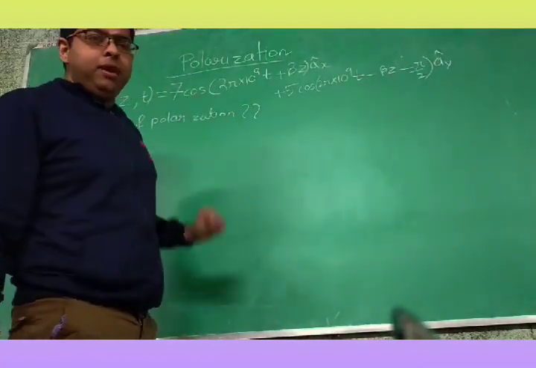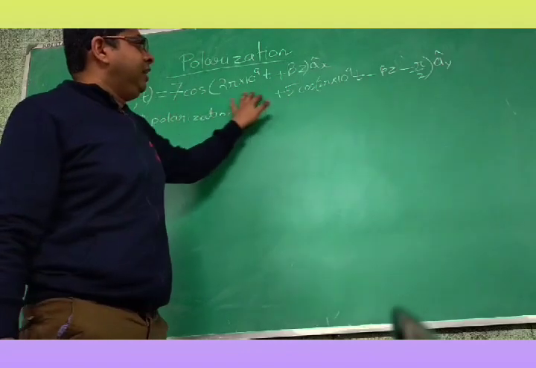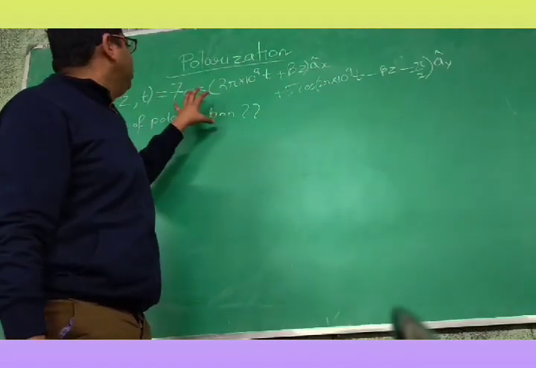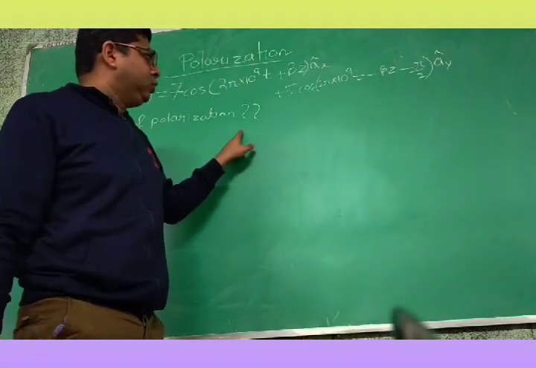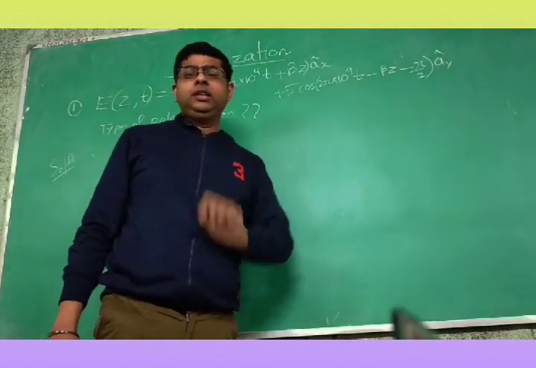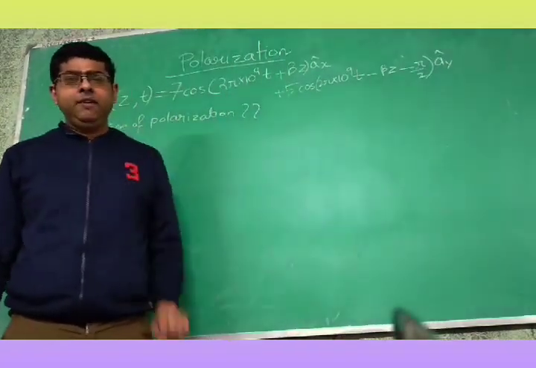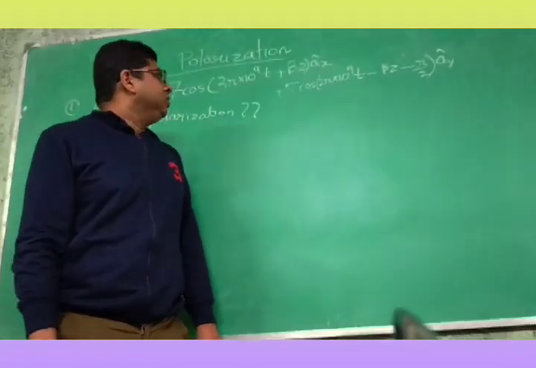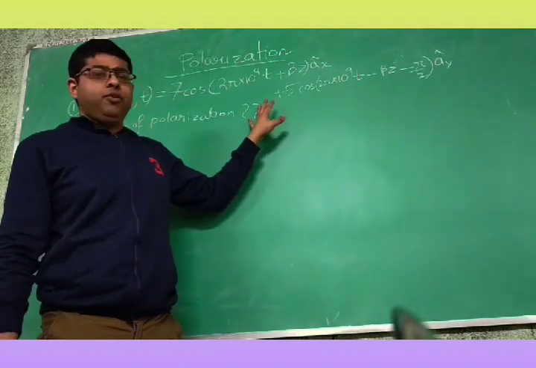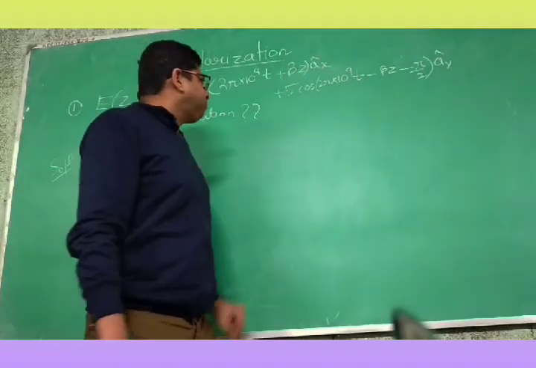Now here is a problem. This is the electric field expression. You need to predict the type of polarization. We have three types of polarization: one is linear, one is circular, one is elliptical. Let us see what kind of polarization this is.